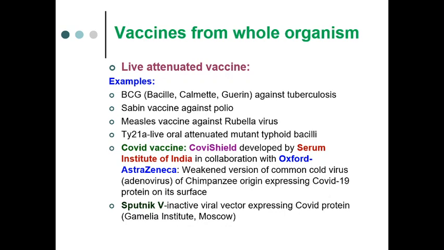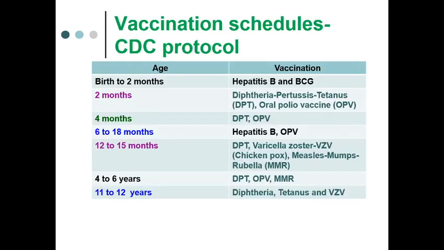Now coming to the schedules of the vaccine, it is very important that the vaccines need to be administered at definite time intervals as recommended by the CDC. As I have mentioned already, oral polio vaccine needs to be administered within 2 months after the child's birth. Similarly, the BCG vaccine needs to be administered to the child within 2 months after its birth.